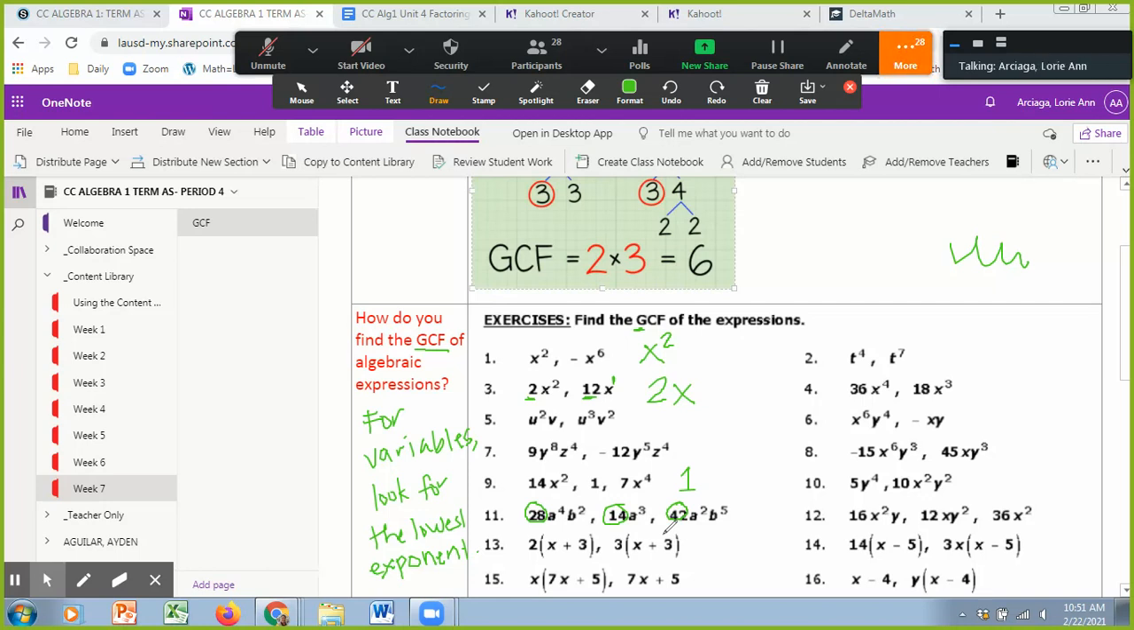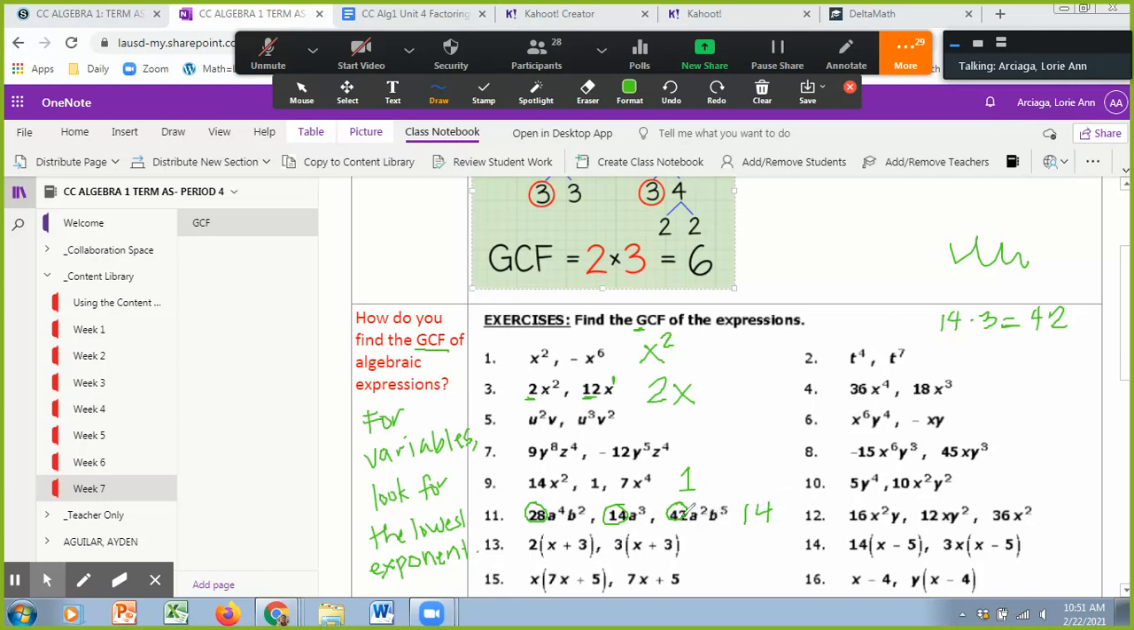You sure about that? I thought we saw an example earlier on Delta Math. Isn't 14 times 3 equals 42? Right? So, yeah, the GCF for the numbers is 14.